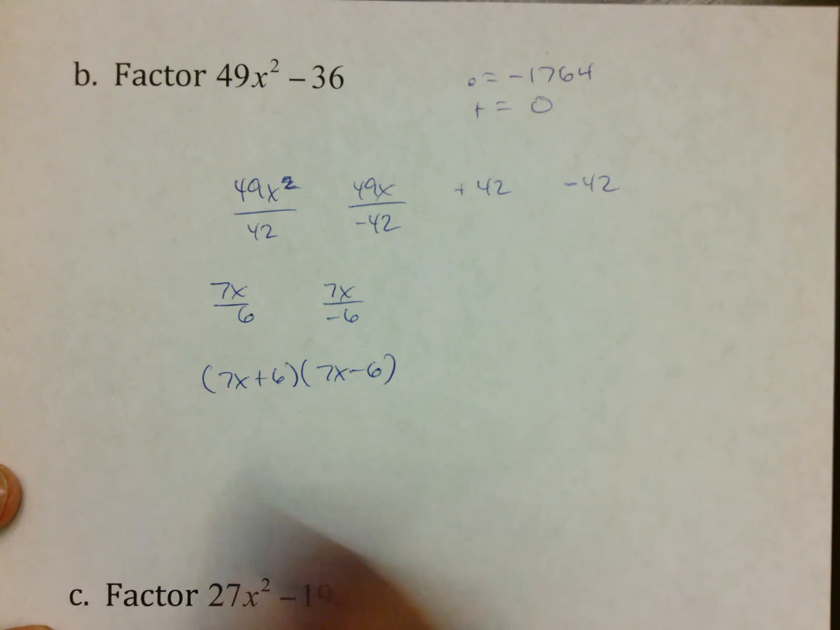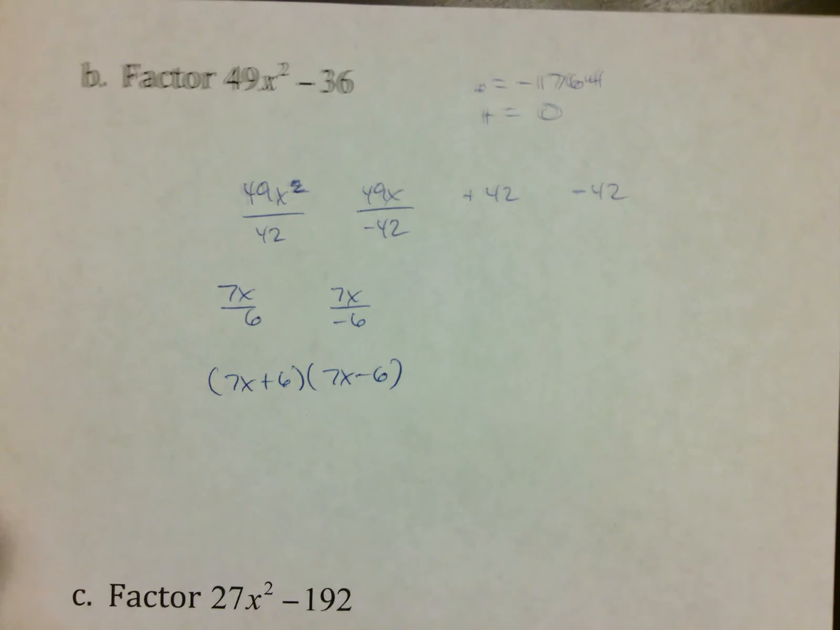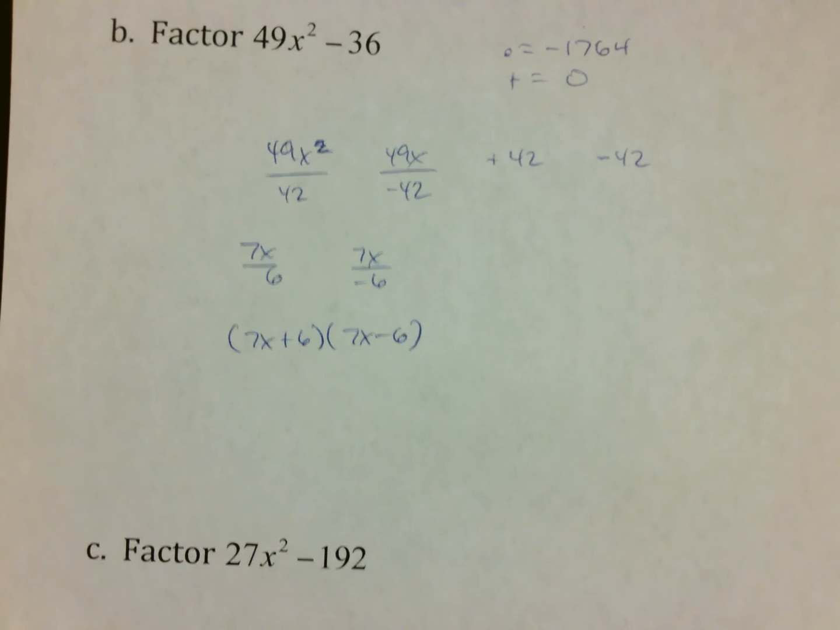And again, the way you can check that, 7 times 7 is 49, 6 times 6 is 36. You know you got it right. Do not be afraid to check your work. I actually suggest checking your work, because if you do that, you minimize the chance of making silly mistakes on that stuff.